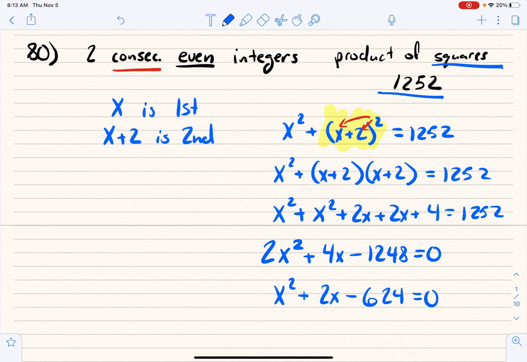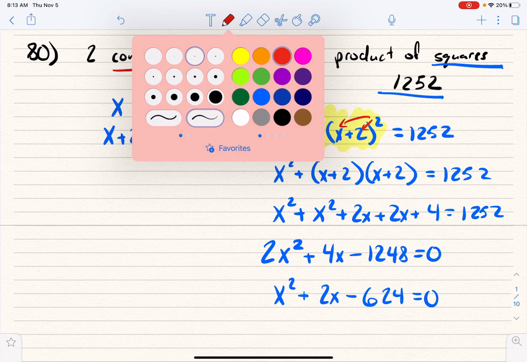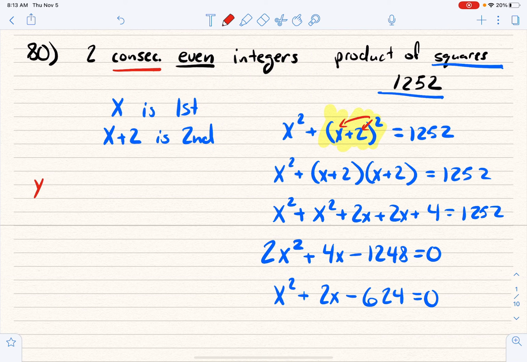And I don't know what those are off the top of my head, but I could use completing the square. I could also use quadratic formula, but I'm a big fan of completing the square. So that's what I'm going to do on this one. So I'm going to say, well, I know that x squared plus 2x equals, and I push that 624 to the other side. Half of 2 is 1, square it, and I get 1. So I have to add 1 to this side as well. So I get x plus 1 squared is equal to 625.